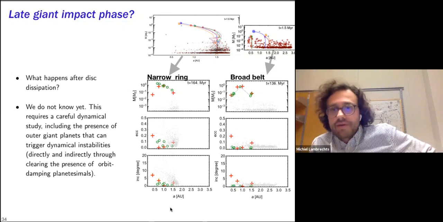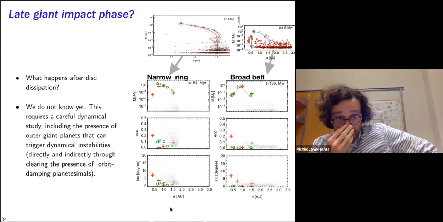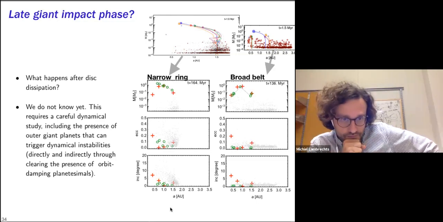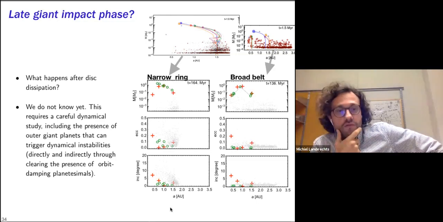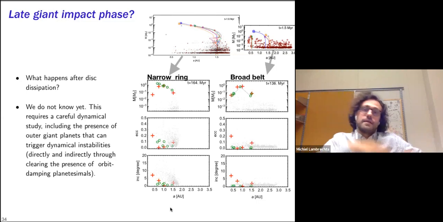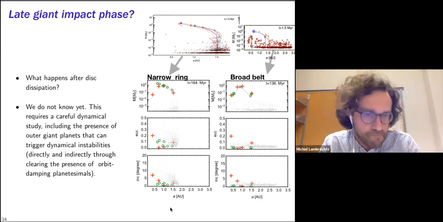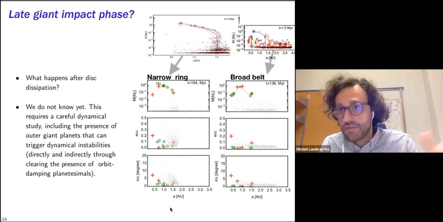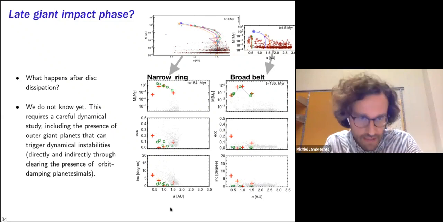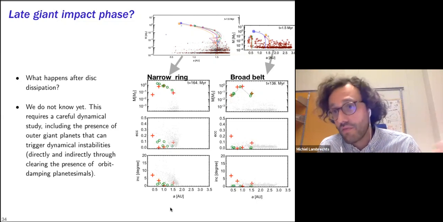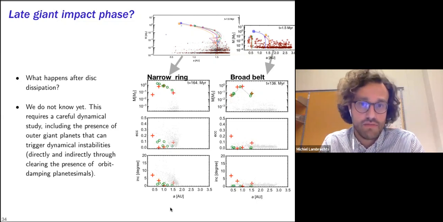It requires a careful dynamical study, including the presence of the outer giant planets, which are not in these simulations right now, because they can, of course, trigger dynamical instabilities. Think about the Nice scenario, or even Grand Tack, but in general, the presence of giant planets is pretty disturbing, either directly by triggering dynamical instabilities or by cleaning up the planetesimal distribution surrounding it.